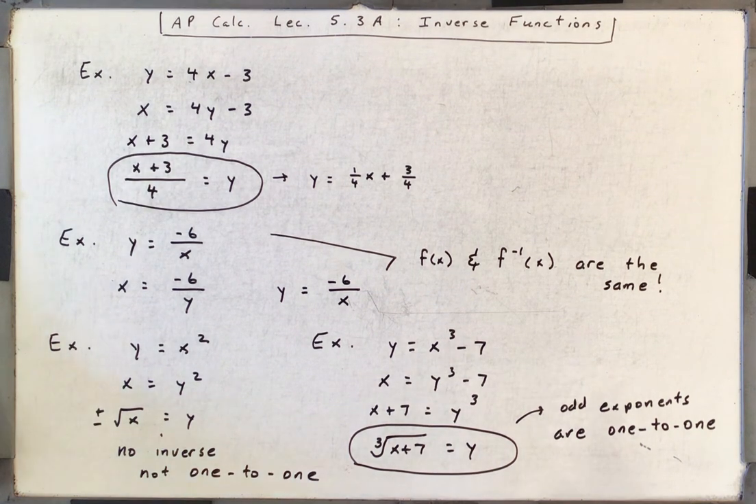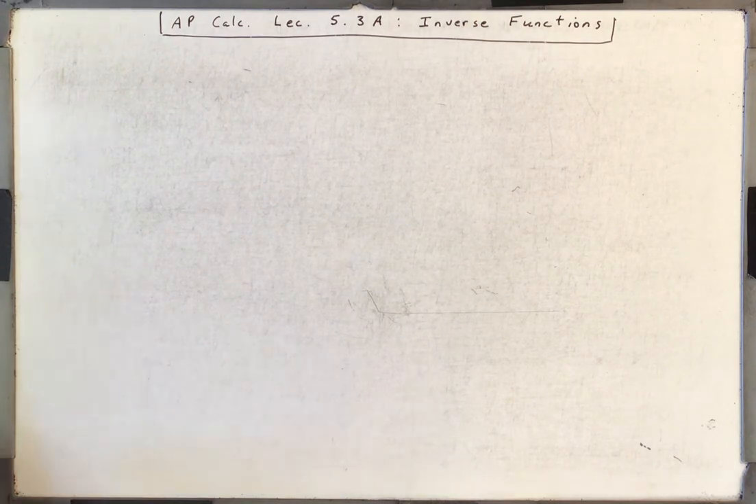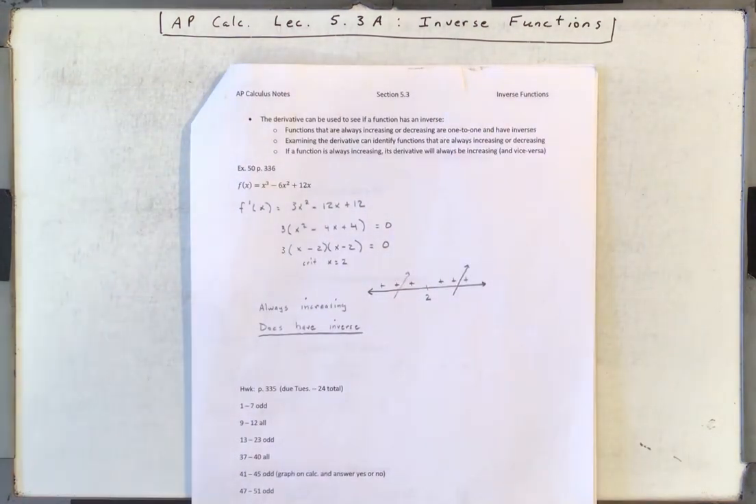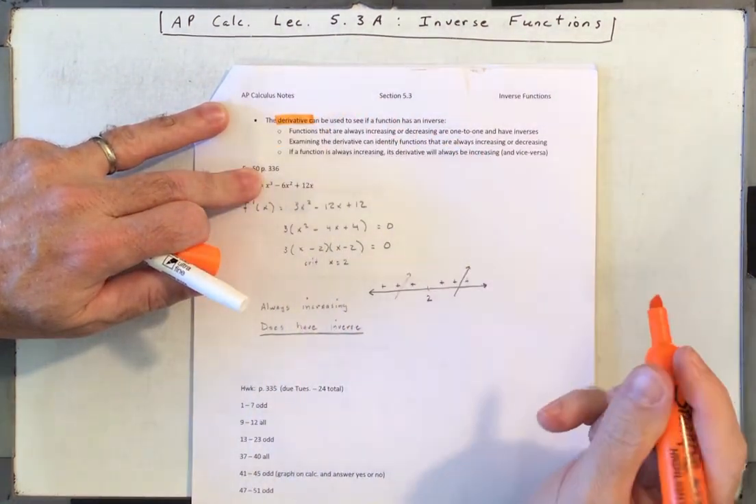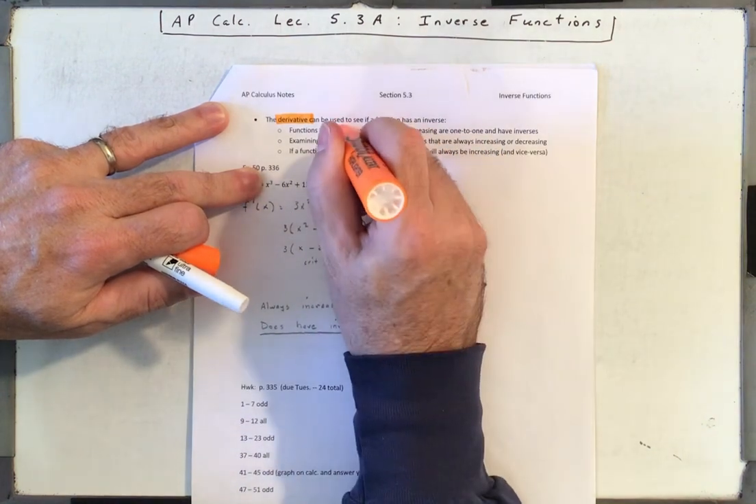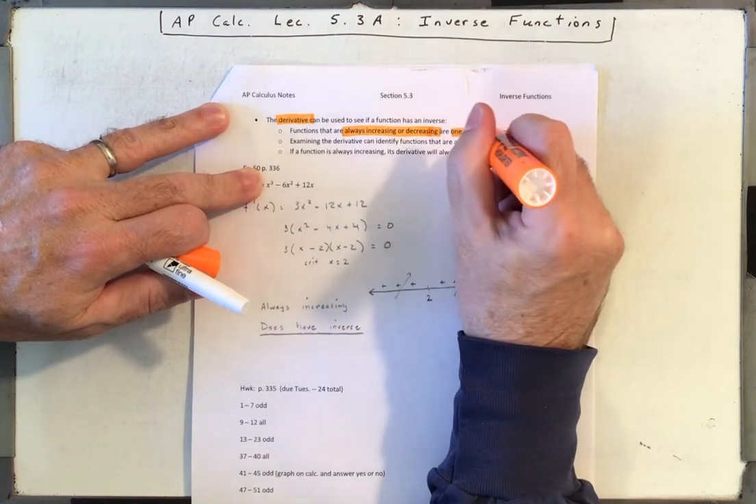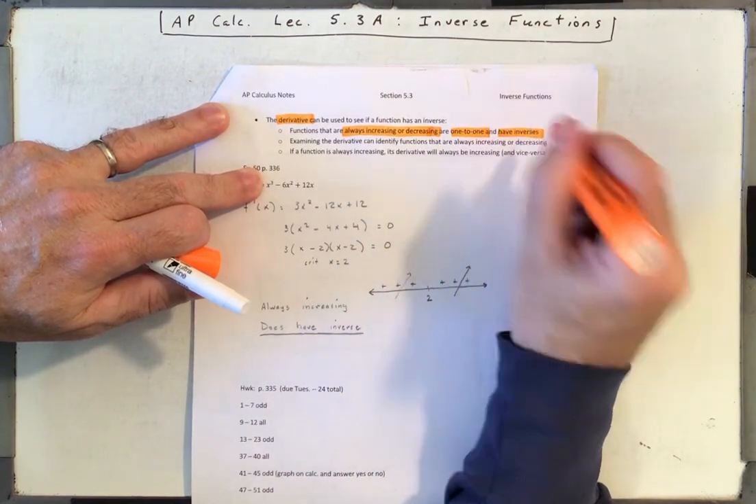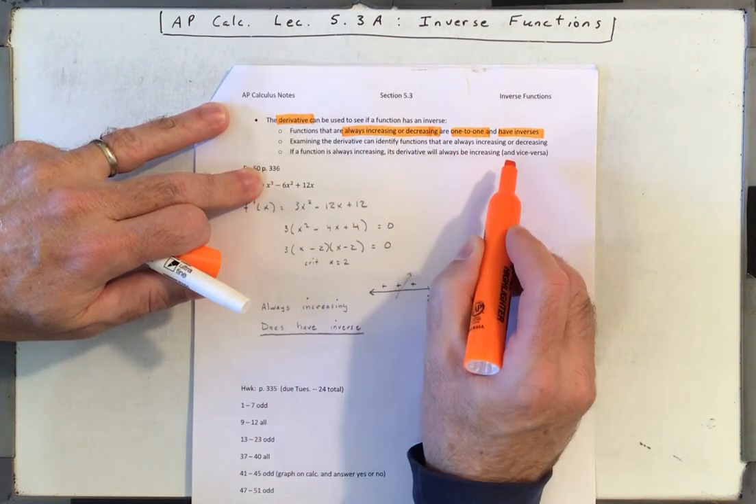All right, so we're gonna move to page 5 and do the calculus. The calculus harkens back to the first part of chapter 3. So the derivative can be used to see if a function has an inverse. Functions that are always increasing or decreasing are one-to-one and have inverses. So examining the derivative can identify functions that are always increasing or decreasing.